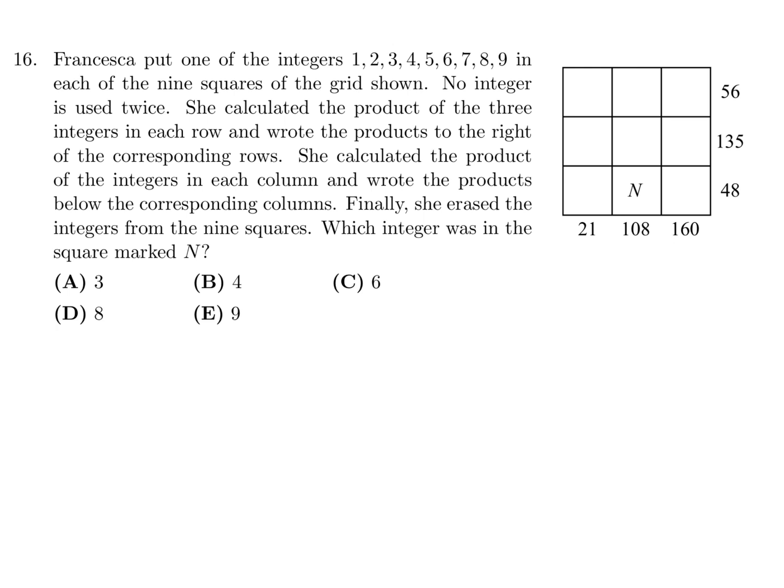Francesca put one of the integers 1 through 9 in each of the 9 squares. No integer is used twice. She calculated the product of the first 3 integers in the row and wrote the products to the right. She calculated the product of the integers in the columns and wrote the products below. Finally, she erased the integers. Which integer is n? All right, so this is a whole bunch of trial and error.